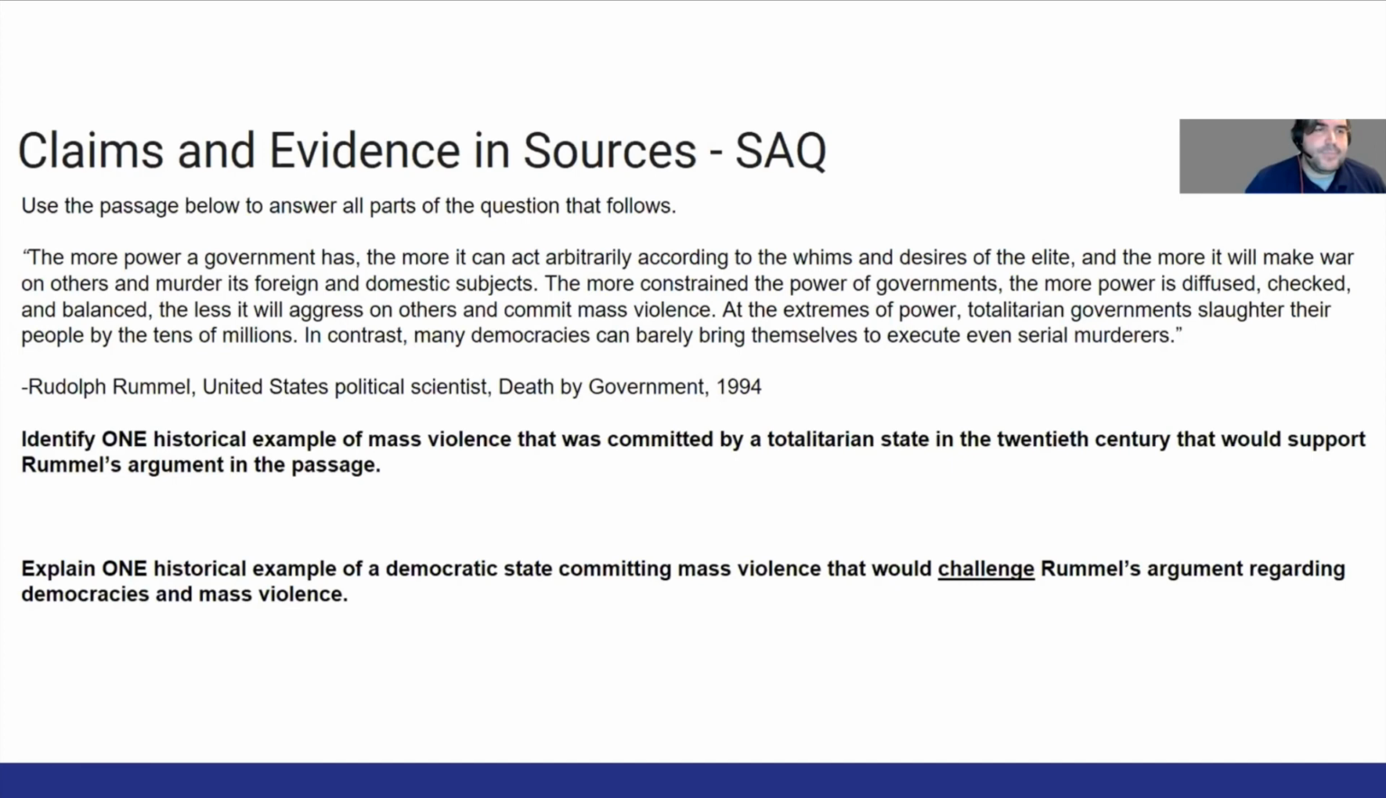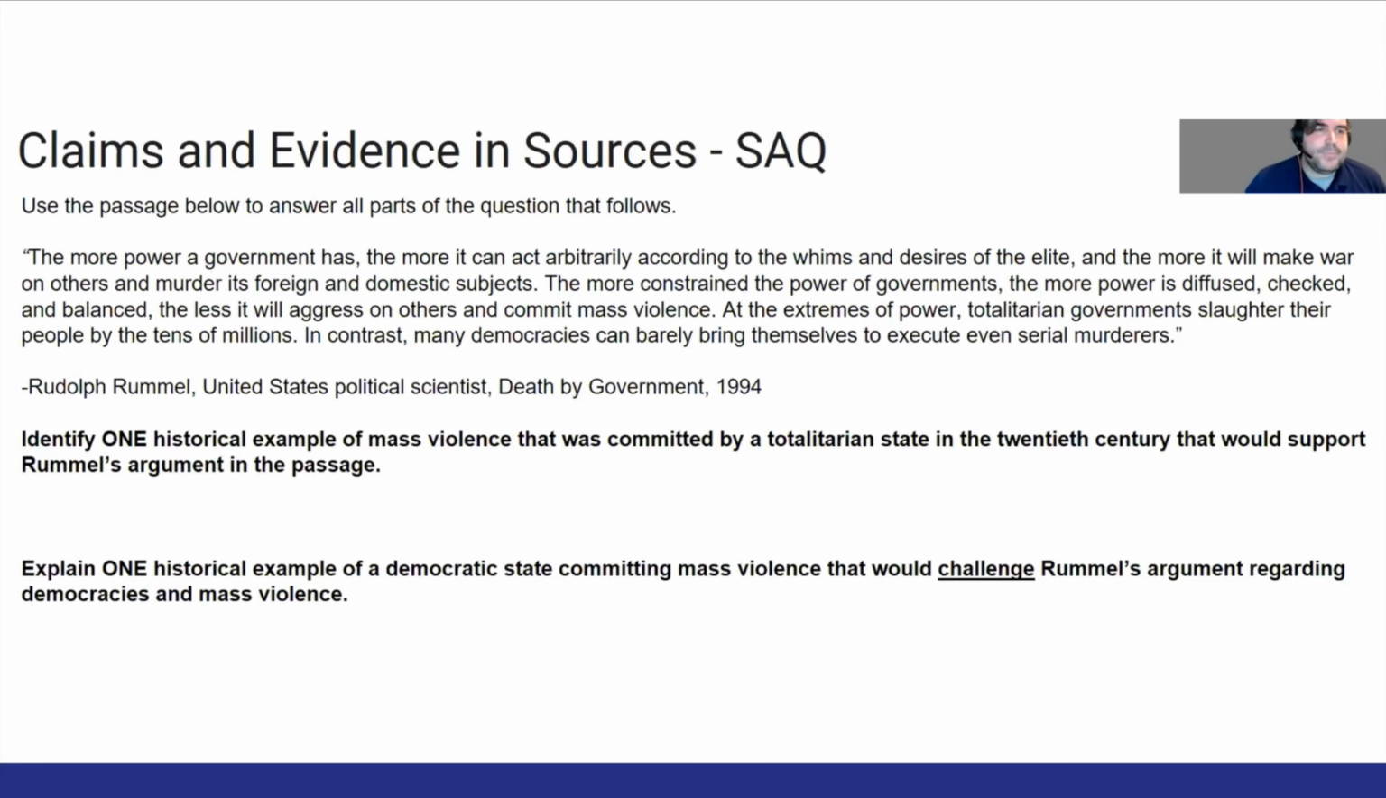Let's take a look at Rudolf Rummel, a United States political scientist, Death by Government, 1994. His argument: the more power a government has, the more it can act arbitrarily according to the whims and desires of the elite, the rich and powerful, and the more it will make war on others and murder its foreign and domestic subjects. The more constrained the power of governments, the more power is diffused and checked and balanced, and the less it will aggress on others and commit mass violence.